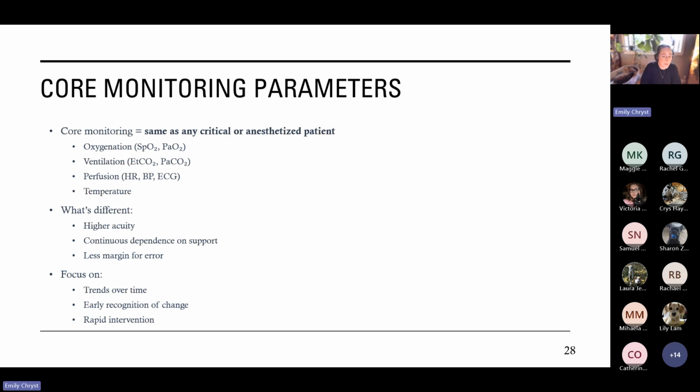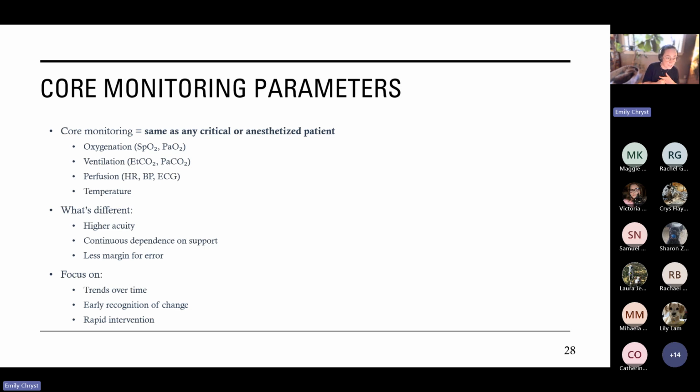So the core monitoring parameters are just what we'd monitor on any critical or anesthetized patient. So we're looking at oxygenation, ventilation, perfusion, and temperature. The ways in which we monitor these patients are going to be a little bit expanded. We are ideally going to be using invasive blood pressures through an arterial catheter. And that same arterial catheter is going to be providing us with arterial blood gases.